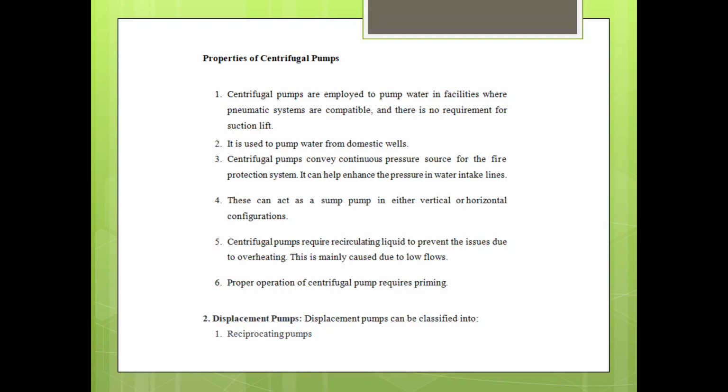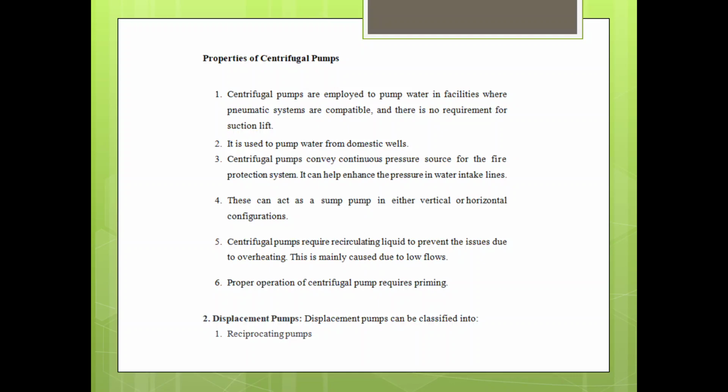Properties of centrifugal pumps. Centrifugal pumps are applied to pump water in facilities. They are used to pump water from domestic wells. They can act as a sump pump in either vertical or horizontal configuration. Proper operation of a centrifugal pump requires priming.